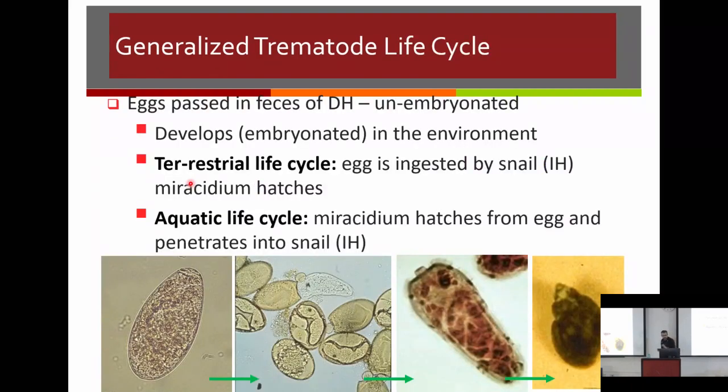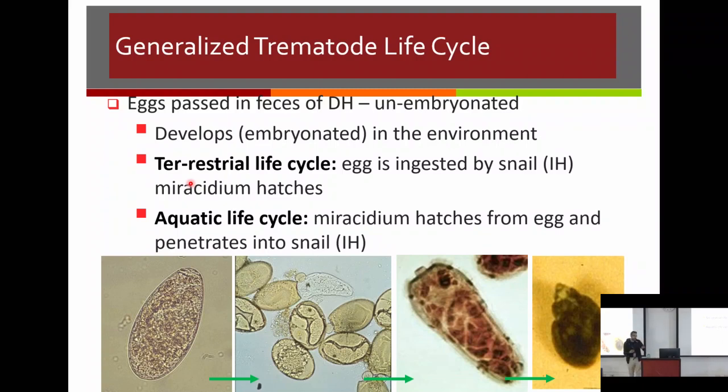So what happened in the general life cycle of this group of parasite? Eggs pass out into the feces of the definitive host. They are unembryonated eggs. In the environment, they become embryonated. In the case of the terrestrial life cycle, the eggs are ingested by the snail, and the miracidium will develop inside of the snail, and the miracidium will be hatched there.